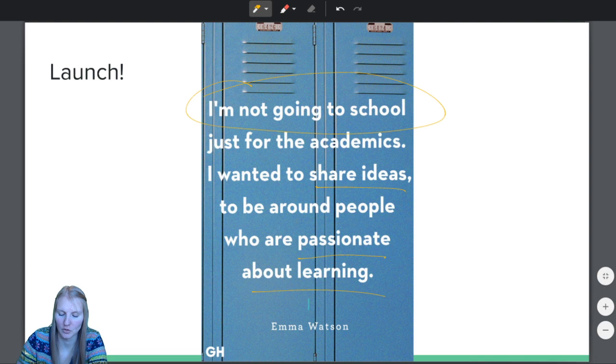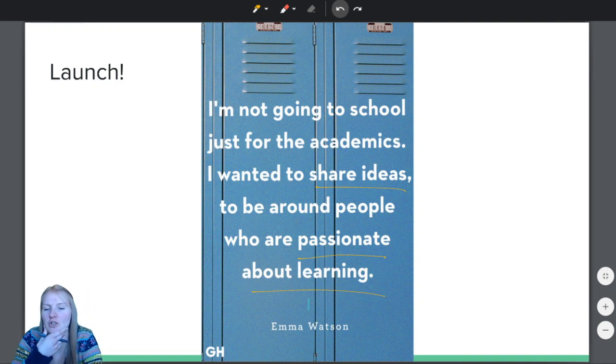What are you going to school for? Emma Watson's going to school not just for the academics. Academics are part of it, but she also wants to share ideas, and she wants to be with other people who are passionate about learning. What are you going to school for?